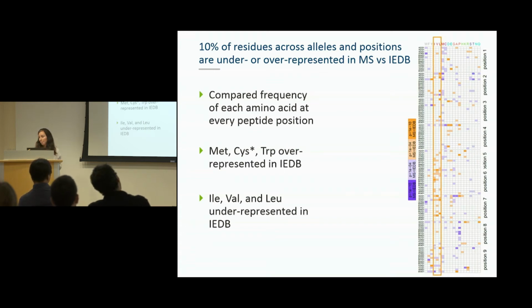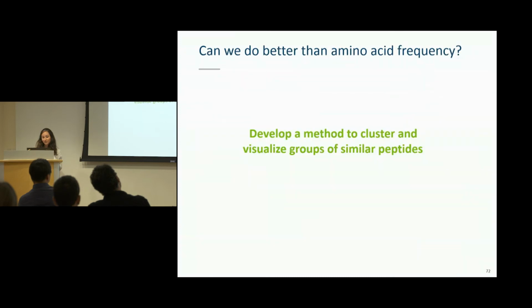So this is great, but we've only looked so far at frequencies of residues at every position, and we actually want to do better than that. For example, what if we know that a certain residue is present as an anchor at position 2? Does it tell us anything about the preferred anchors at position 9, or are they totally separate from each other? So to do that, we wanted to develop a method to cluster and visualize groups of similar peptides.